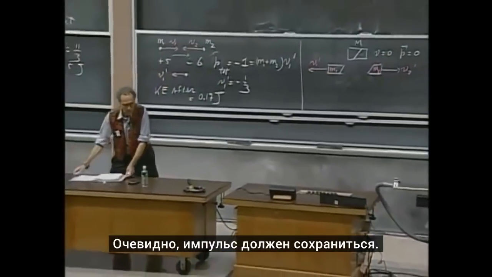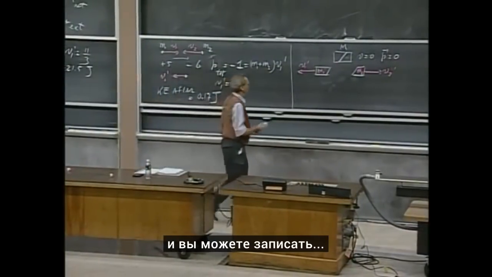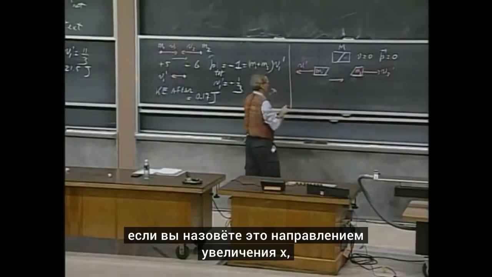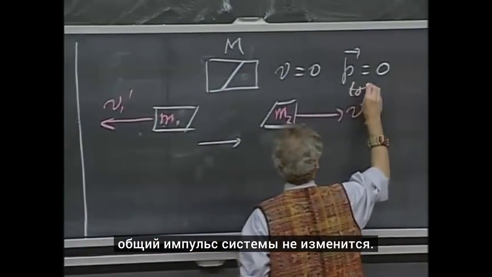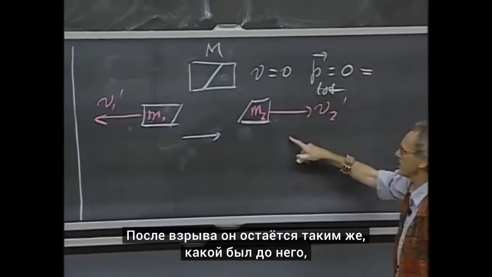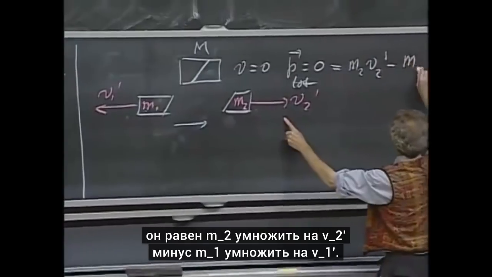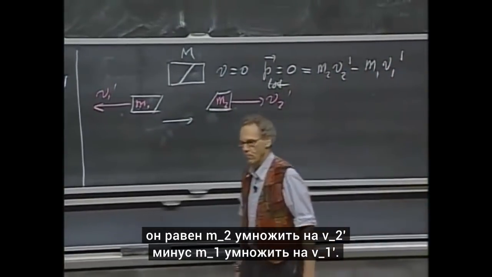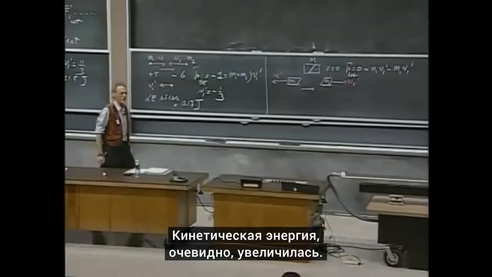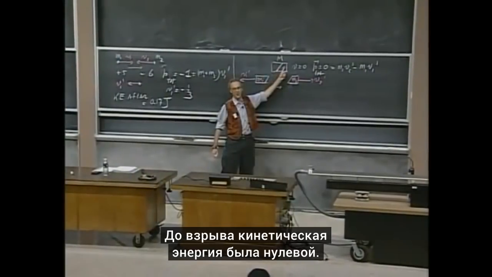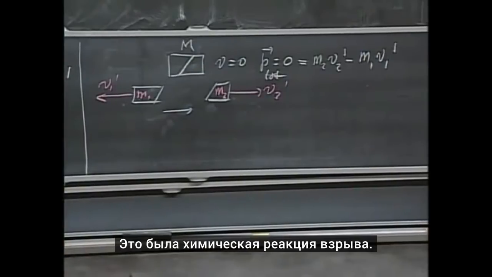Clearly, momentum must be conserved. This explosion is only internal forces. And so you can write down, if you call this the increasing direction of x, so this momentum is positive and this momentum is negative, the total momentum will never change. It's the same before as it is afterwards, so this must be m2 times v2 prime minus m1 times v1 prime. What happened with the kinetic energy? Well, kinetic energy has clearly increased. There was 0 kinetic energy to start with. This one now has kinetic energy, and this one has kinetic energy. Where did that come from? Well, it was the chemical reaction of the explosion.